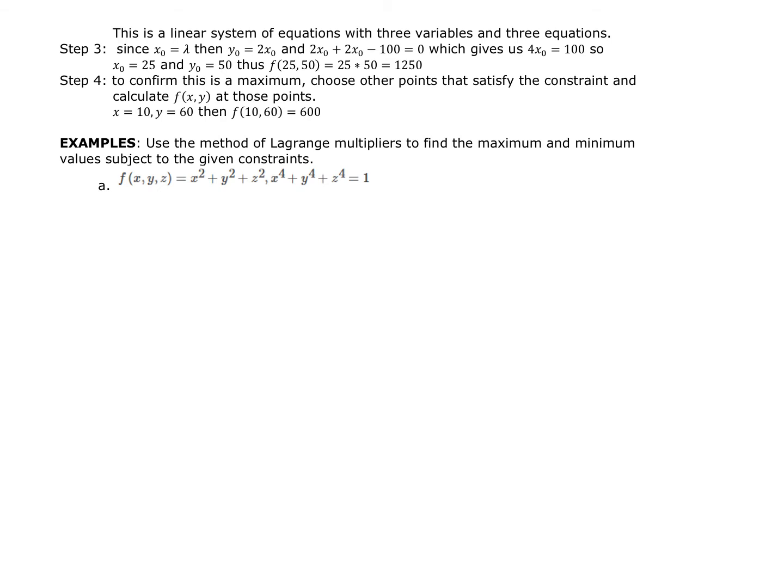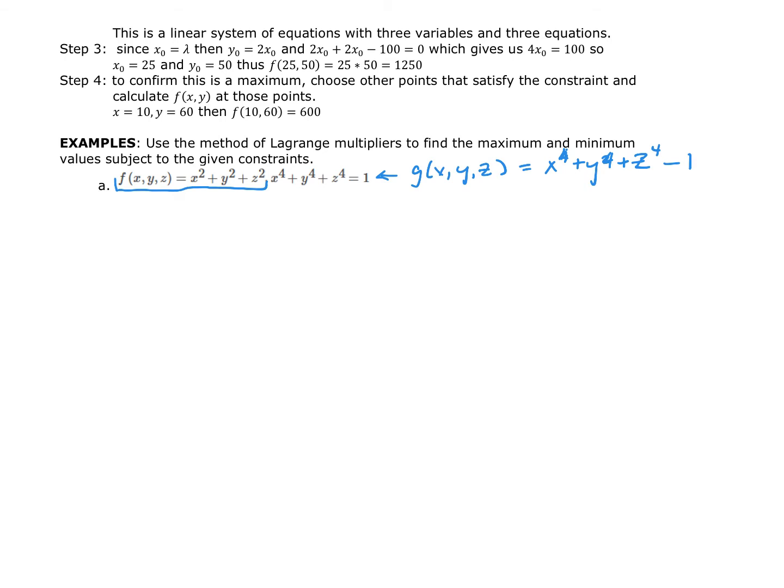So here's the function that I'm hoping to maximize or minimize. And this is my g of x, y, and z, which is equal to x squared plus y squared plus z squared. Excuse me, these are to the fourth. These are all to the fourth power. And then minus 1. So that's actually the function there. So don't forget to bring that constant to the other side.